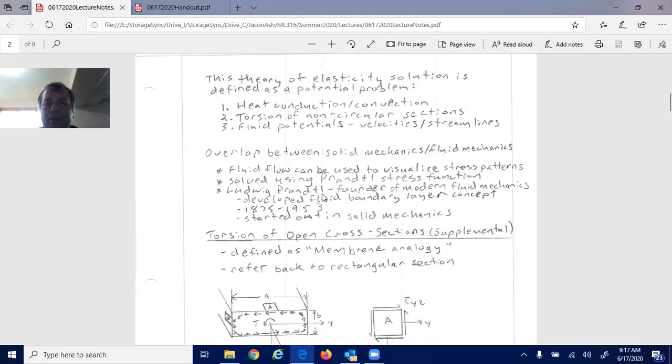But Ludwig Prandtl, he's known as the founder of modern fluid mechanics and developed the fluid boundary layer concept. But he was around in the, that would be the 19th and 20th century, 1875 to 1953. But he started out in the solid mechanics area and expanded that to fluid mechanics.